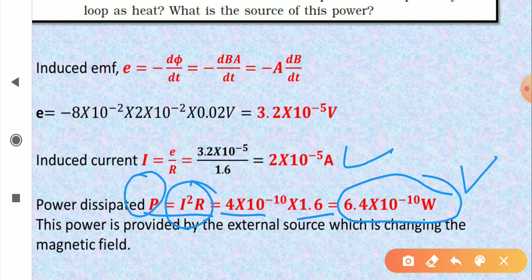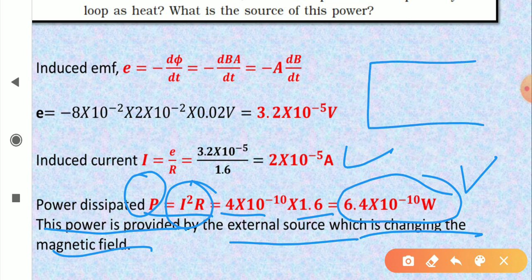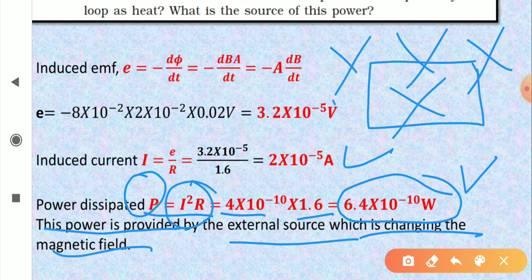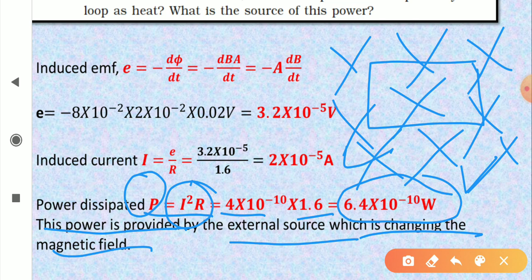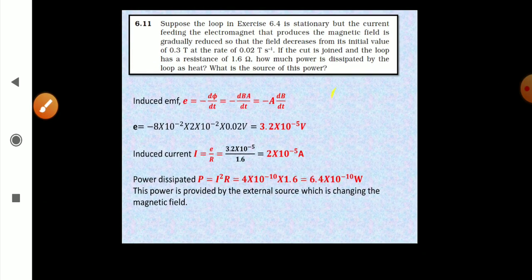Remember, it is power. Now, this power is provided by the external source, which is changing the magnetic field. See here, the loop is stationary. It is not being pulled, it is not being dragged, but we are changing the magnetic field, and some energy is being used in changing the magnetic field. So it is the external source which is spending that power. Okay.